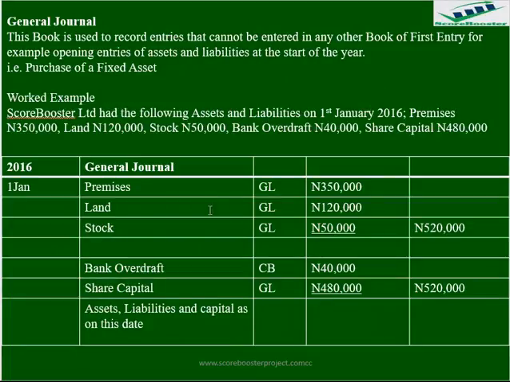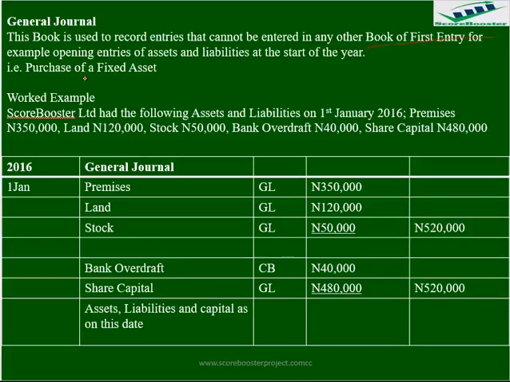Now, we have discussed the sales day book and return inward. We have discussed the purchase day book, and we have also looked at the purchase return day book or return outward. And they deal majorly with credit sales and credit purchases. Now let's look at the general journal. It's also a day book. We say this is a book used to record entries that cannot enter into any other book of original entry.